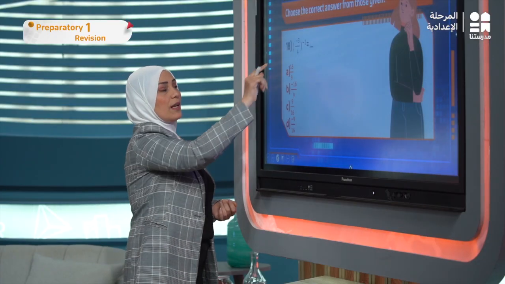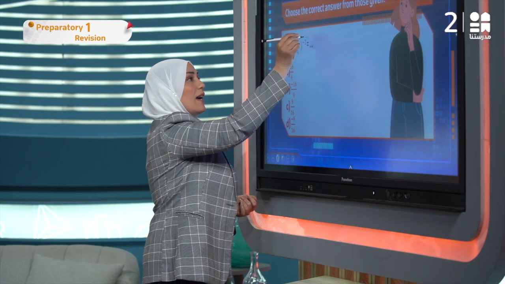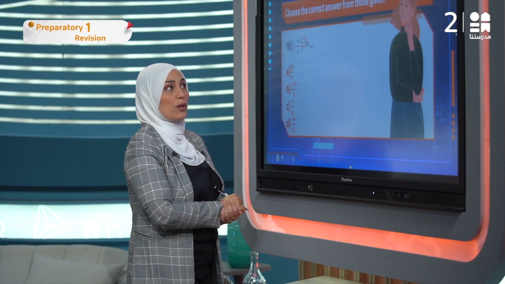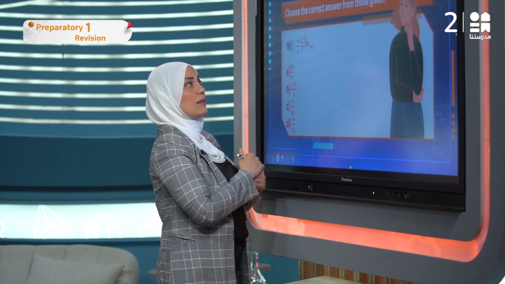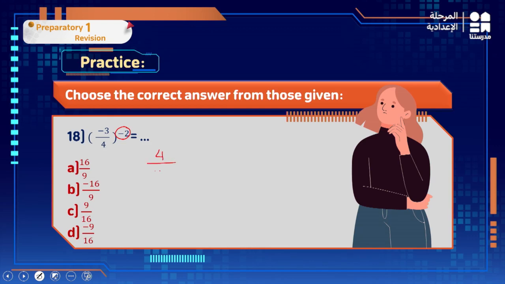Then 18. Negative 3 over 4 to the power of negative 2. As we know, negative 2 is a negative power, so we have to flip the rational number. It is negative 3 over 4, so it becomes 4 over negative 3, all to the power of 2. So when you flip the fraction or flip the rational number, we have to change the sign of the exponent.